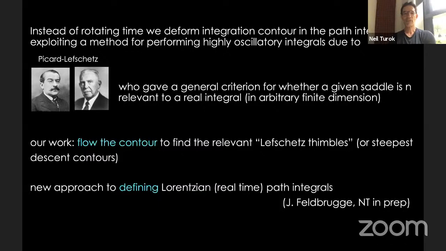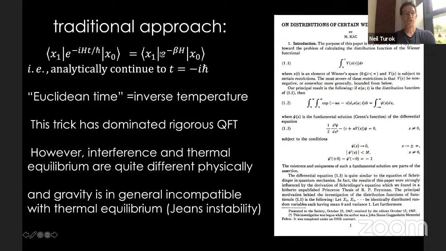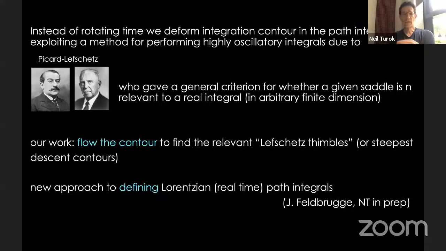By the way, I should also mention that you can immediately see if I follow this trick, I can't really do any dynamics, because in order to do dynamics, I need to prescribe some state as being initial and some as being final. And if I've lost the notion of time, that becomes very difficult to do. I would have to analytically continue my initial and final wave functions and then somehow analytically continue them back. That's very difficult. But I'll come back to that in a moment, exactly what's wrong with the Wick rotation.